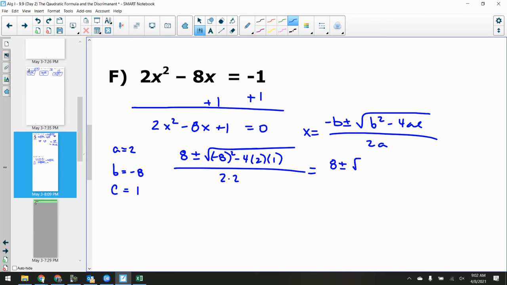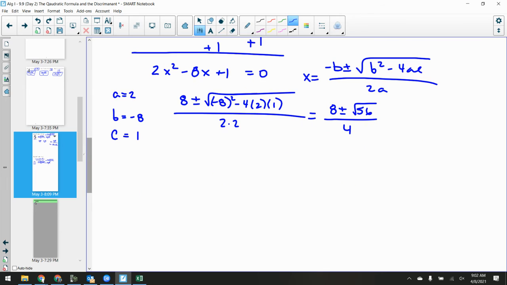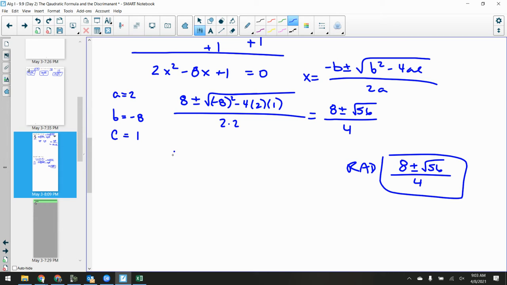And I get 56. Is 56 a perfect square? No. So this is an example where I would have to, oops, that's a 4 on the bottom there. This is an example where I would have to give both radical and decimal answers. 8 plus or minus the square root of 56 is over 4 is one of the answers. That's my radical answer. And now I would go to my decimal answer. I would say 8 plus radical 56 all over 4, and 8 minus radical 56 all over 4.